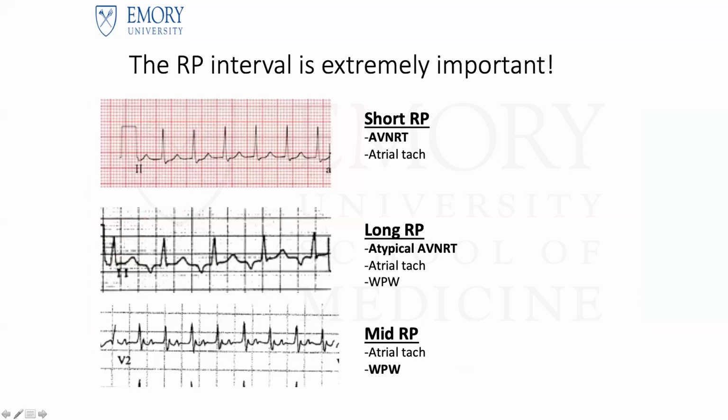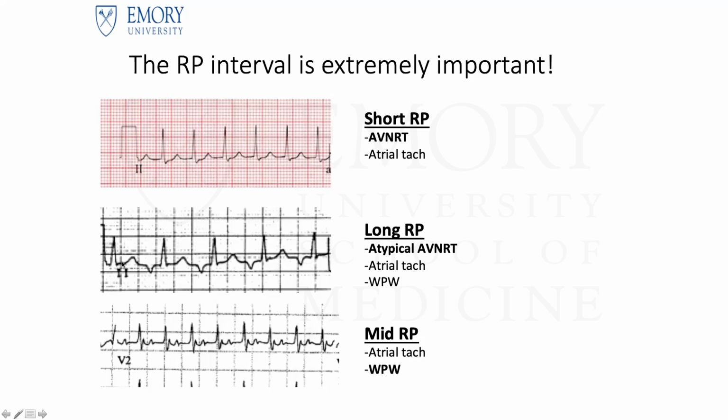Okay, so talking about the RP interval. A short RP interval, and it depends how short, is when the P wave is right at the end of the QRS. That is either AVNRT, or it could be atrial tachycardia with a long first-degree AV block. But this cannot be AVRT. So the short RP tachycardia is AVNRT or atrial tachycardia.